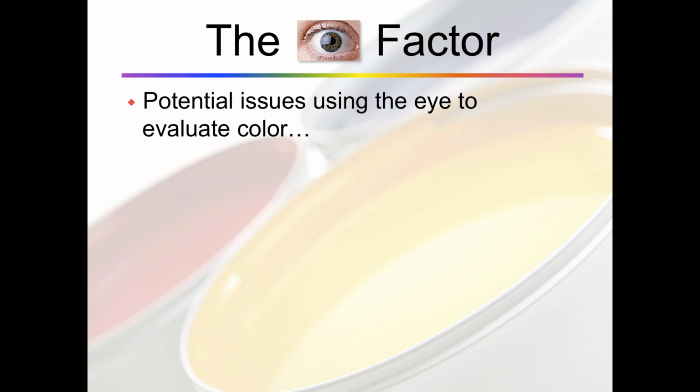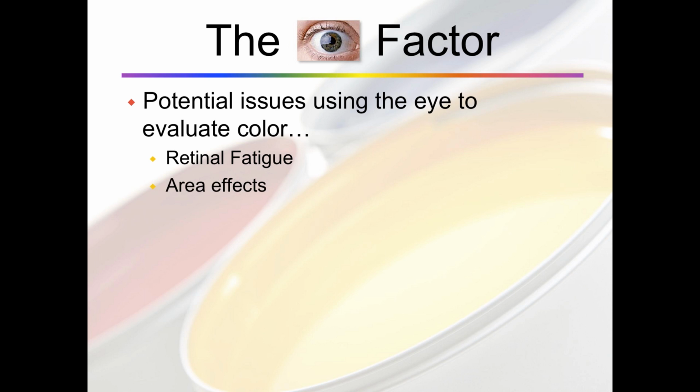So let's begin with the eye factor. I want to start by introducing some potential issues using your eye to evaluate color. The first is called retinal fatigue. The eye, just like any other muscle in your body, gets tired the more you use it. So if you're looking at the same piece of material over a long amount of time, your eye actually becomes accustomed to looking at that material. There is a chemical reaction that occurs in your eye as it becomes conditioned to whatever you're looking at. And the longer you look at that same thing, your eye loses its capability to perceive color change.